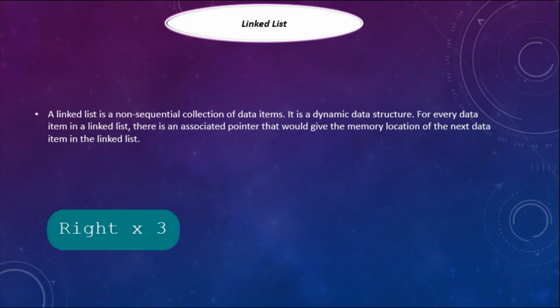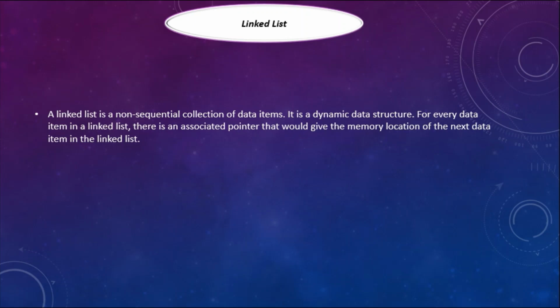So let's have a look at the linked list. What is a linked list? A linked list is a non-sequential collection of data, but in a linked list each data item has a link to the next data item. So we can say that the linked list is a type of linear data structure. It is a dynamic data structure.